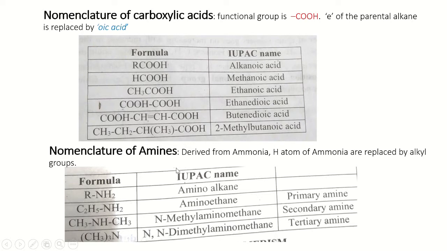So how do you name amines? Amines are derived from ammonia. That is, each hydrogen atom from ammonia is replaced by alkyl groups. For example, here see RNH2. That means hydrogen of NH3 is replaced with an alkyl group, RNH2. That is amino alkane. And here an ethyl group is substituted instead of one hydrogen atom. So aminoethane, that is a primary amine, and so on.